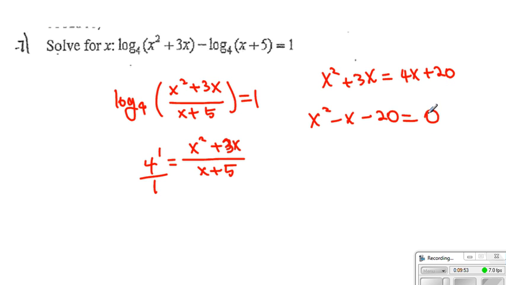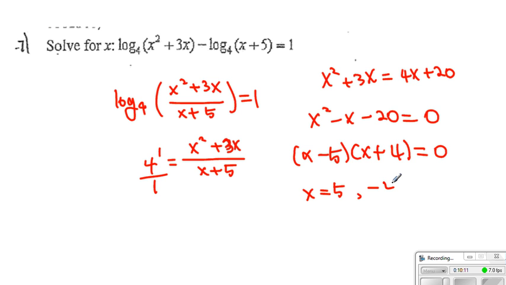And here, when you factor, x minus 5 times x plus 4 is equal to 0. Now, x can be equal to either 5 or negative 4. Now, we have to plug them in to see which one works.